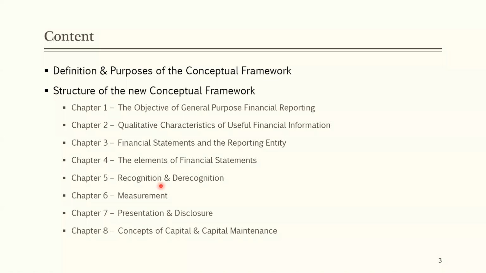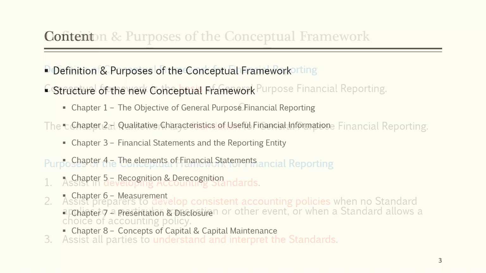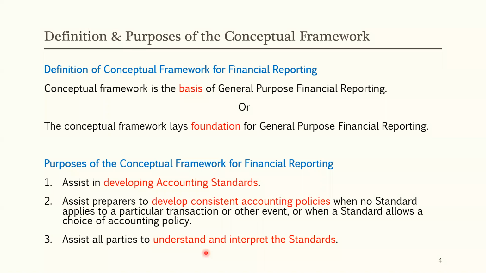Apart from the underlying assumption, right? So earlier there were 4 chapters, and now it has been revised, and now we have 8 separate chapters, right? So we will go one by one. Okay, definition, right? Definition of the conceptual framework for financial reporting.